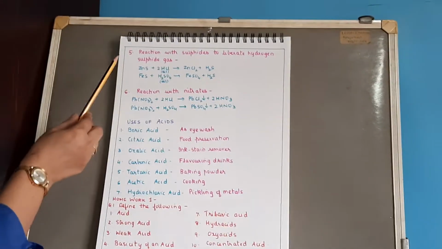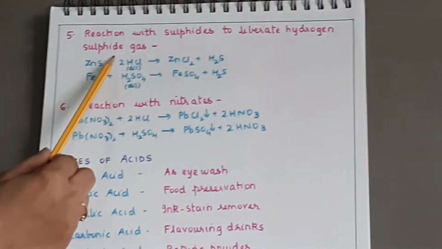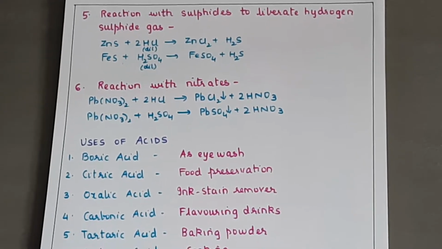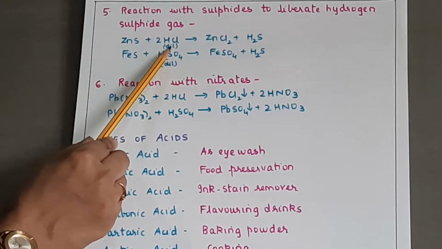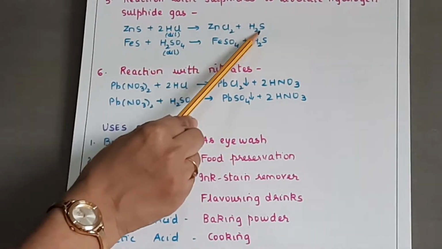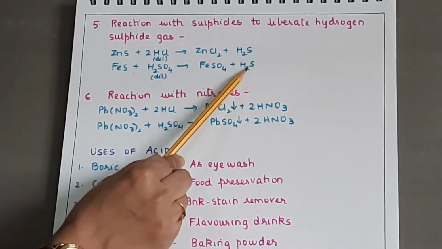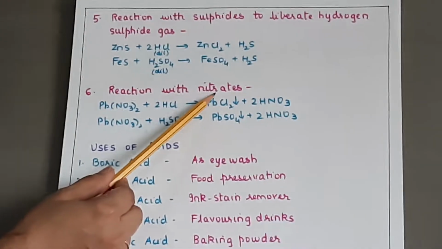Okay, now the next chemical property, reaction with sulfides to liberate hydrogen sulfide gas. Now what is the typical property of hydrogen sulfide? Yes, very good. It has a rotten egg smell. So ZnS plus 2HCl will give you ZnCl2 plus H2S. FeS plus H2SO4 will give you FeSO4 plus H2S. Okay, and the next is reaction with nitrates.